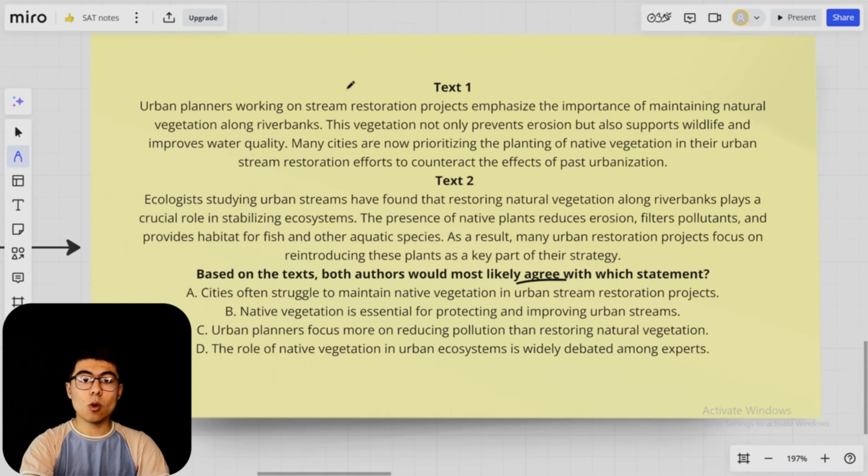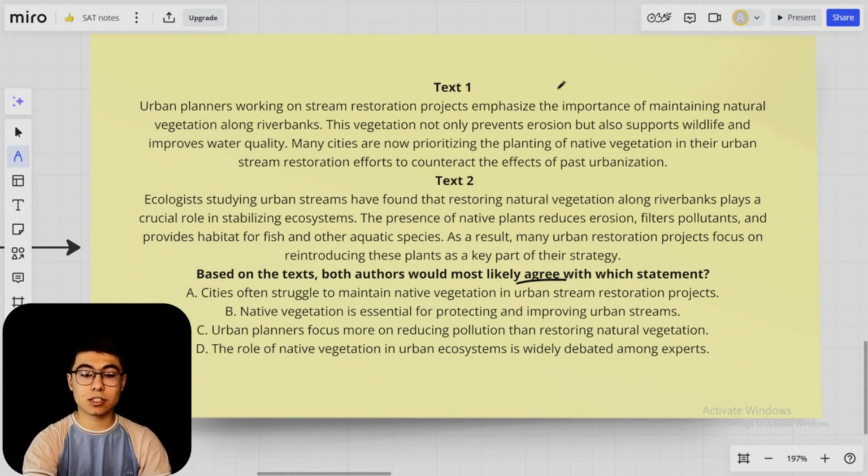Urban planners working on stream restoration projects emphasized the importance of maintaining natural vegetation along riverbanks. This vegetation not only prevents erosion but also supports wildlife and improves water quality. Many cities are now prioritizing the planting of native vegetation in their urban stream restoration efforts to counteract the effects of past urbanization. So they were talking about natural vegetation being good, and it's listing some of its benefits.